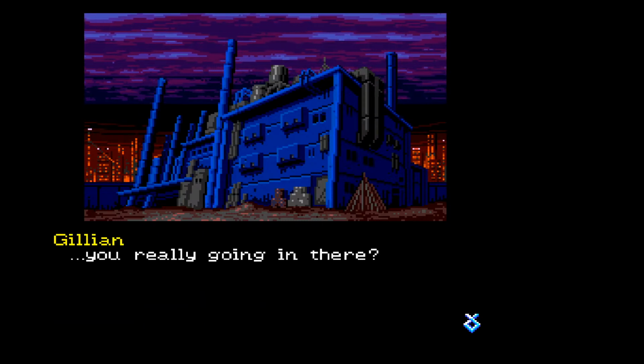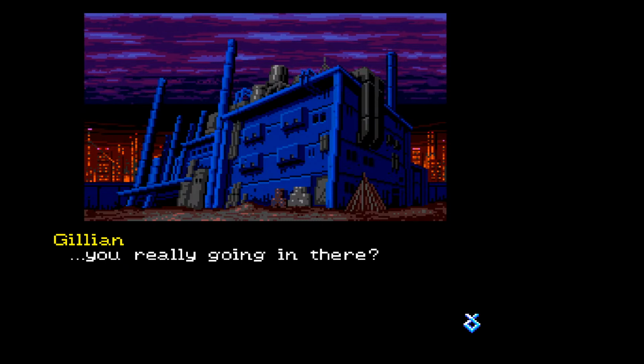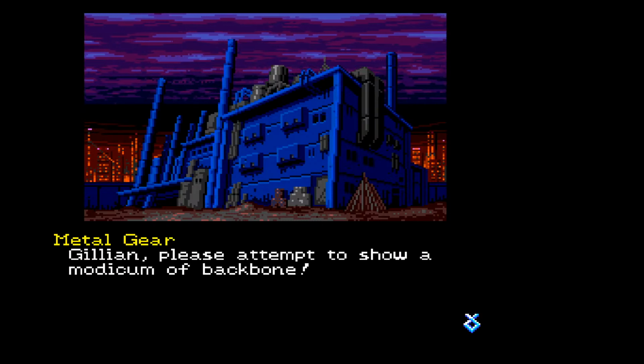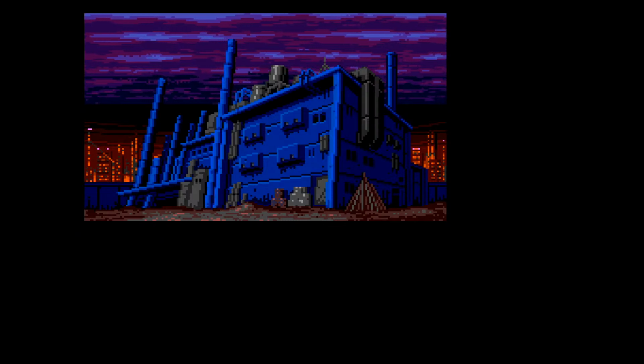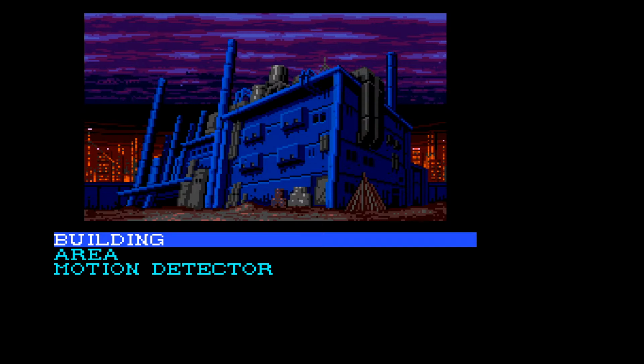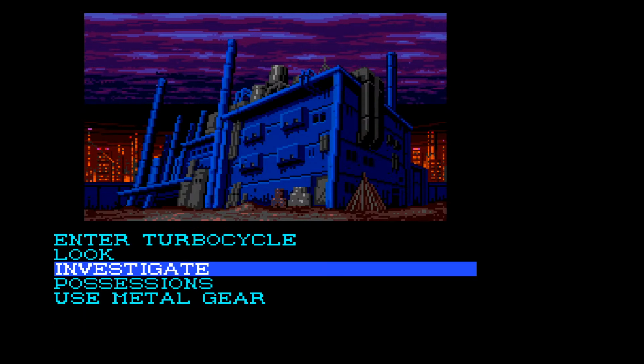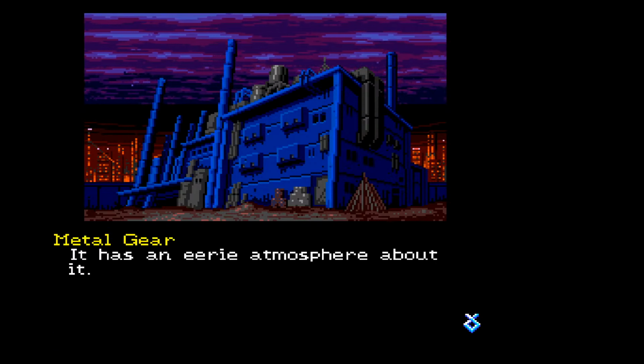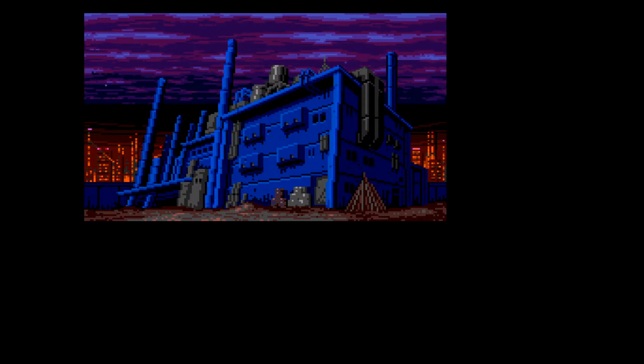Enter turbo cycle? You really going in there? Gillian, please attempt to show a modicum of backbone. Okay, there we go.